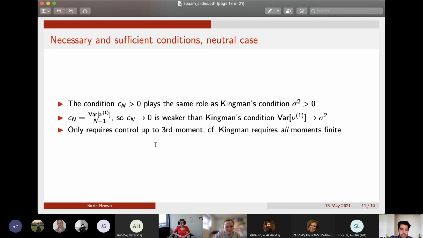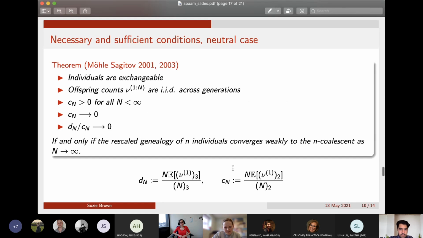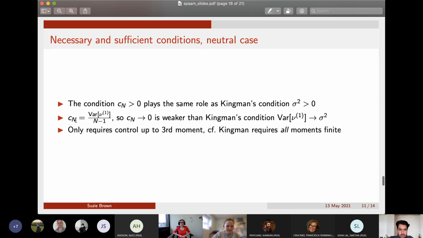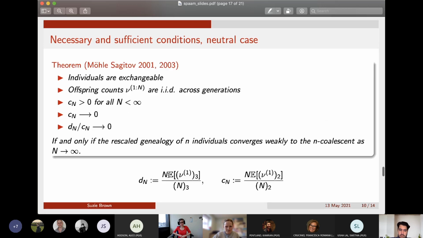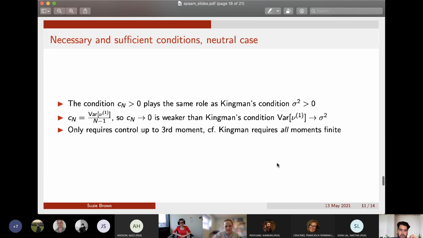So a couple of other things to point out. If you do a bit of algebra on this, you can work out that Cn is actually equal to the variance of the offspring counts divided by n minus 1, which means that Cn to 0 is a weaker condition than the analogous one in Kingman's theorem, which said that the variance had to go to a constant. The main difference is that we now only require control on third moments via this Dn function, whereas Kingman was requiring control over all of the moments, which is obviously a lot stronger.